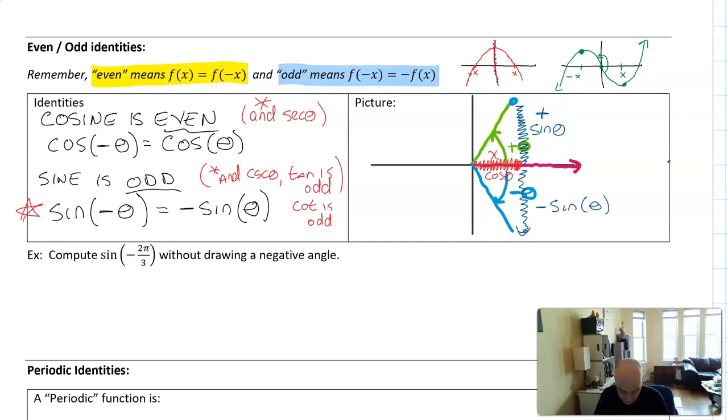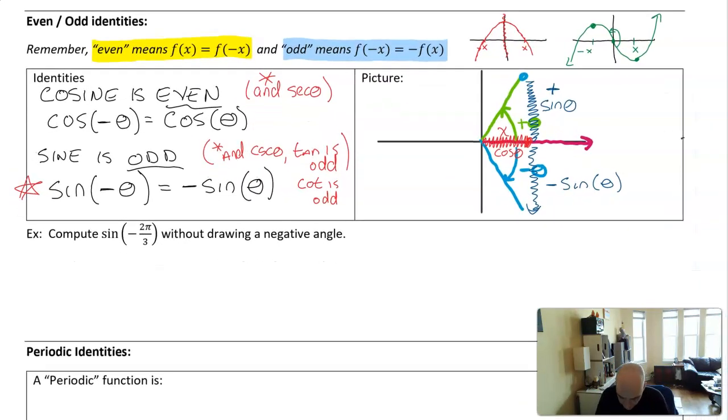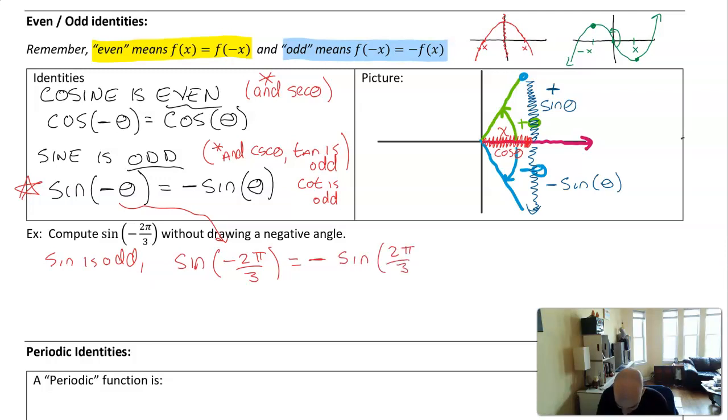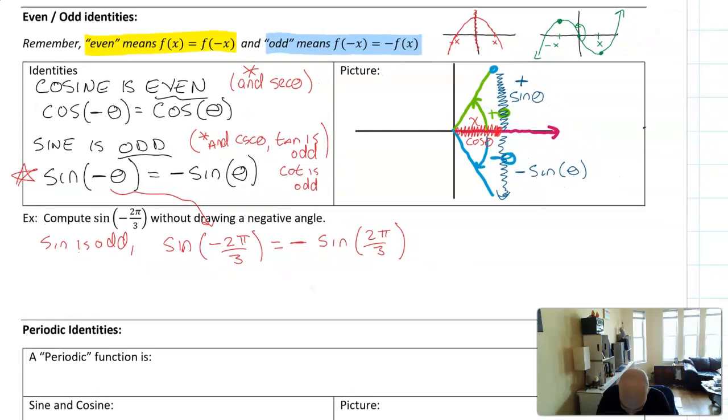Okay, so how do I use this? Well, this one's kind of weird to use in a problem. It actually is more useful when thinking about graphs. But say I want to compute sine of negative 2 pi over 3 without drawing a negative angle, because I don't know, my negative brain is broken today. Well, since sine is odd, I know that sine of negative 2 pi over 3 by this identity would be the opposite of the sine of 2 pi over 3. That's what the identity tells me.